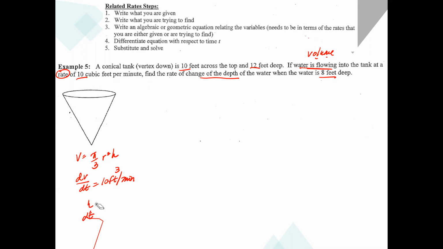So then dh over dt is going to be a blank because I don't know what the change of the height is. However, I do know that the height is going to be 8 feet.